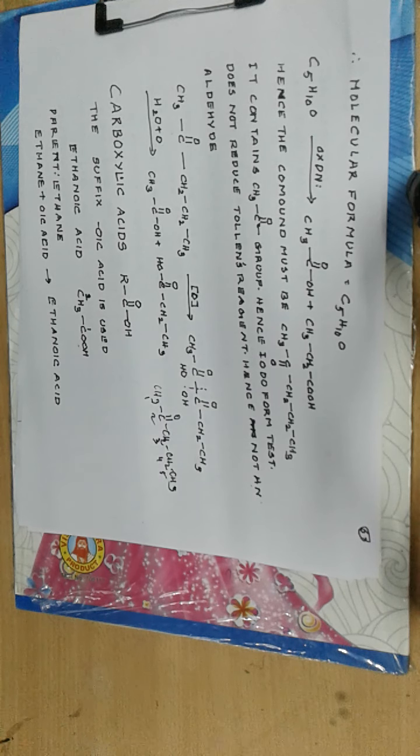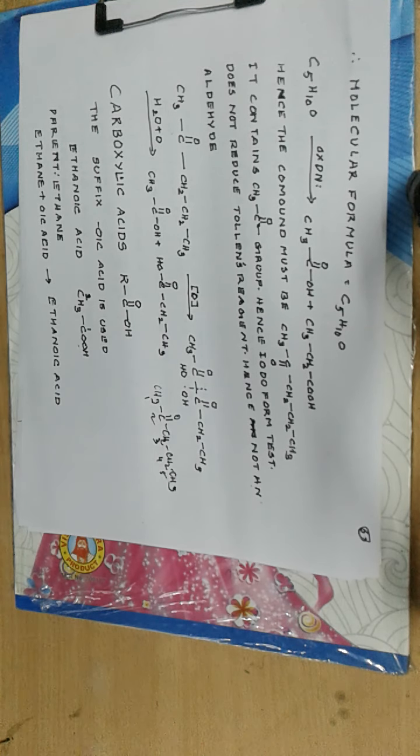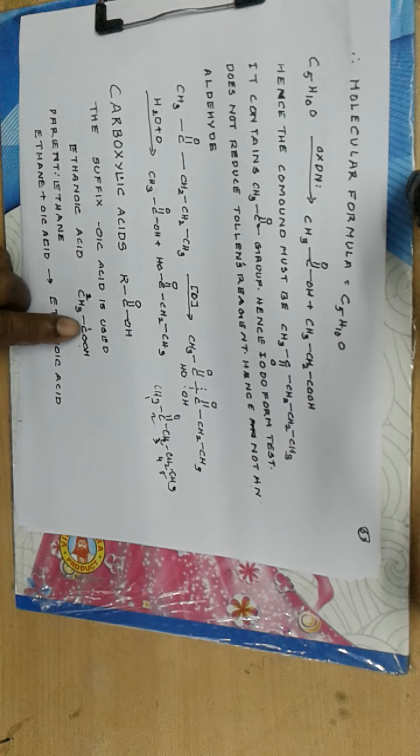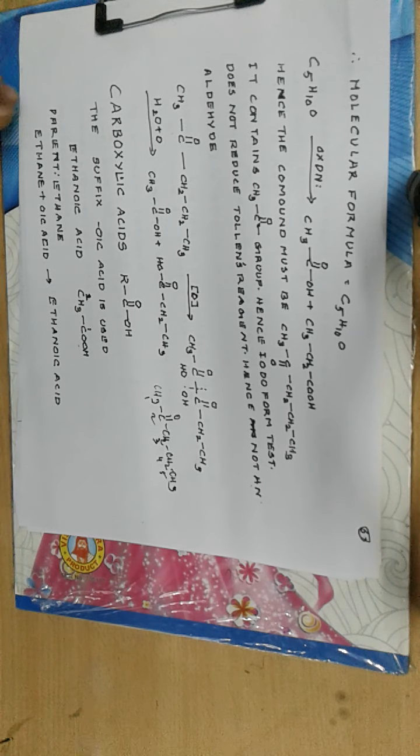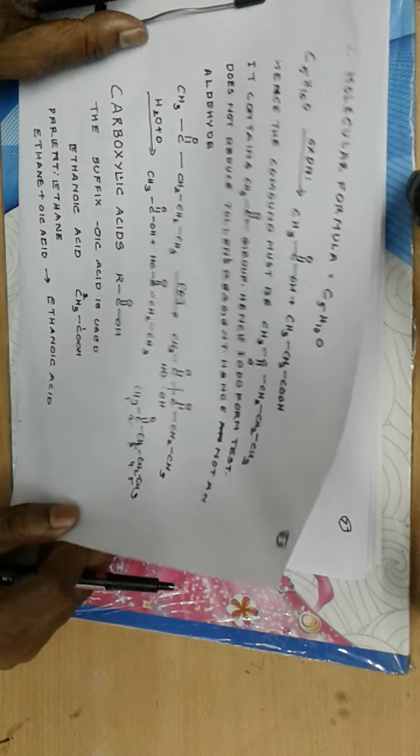Now the suffix 'oic acid' is used for naming the system. If it is CH3COOH, you number the carbon atoms starting from the carboxylic carbon as 1, then 2. So the acid group is given preference. The parent contains 2 carbon atoms, and the parent is ethane. Now you name it as ethane plus oic acid, remove the e and connect these, to get ethanoic acid. So that is the method of naming, nomenclature.